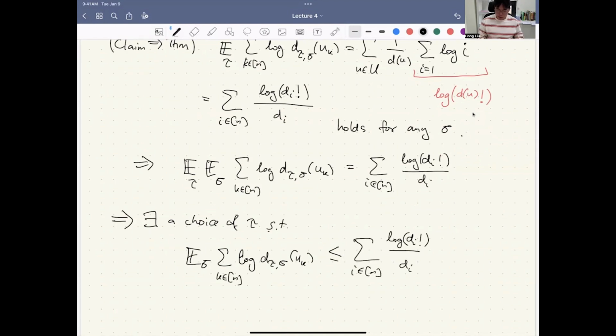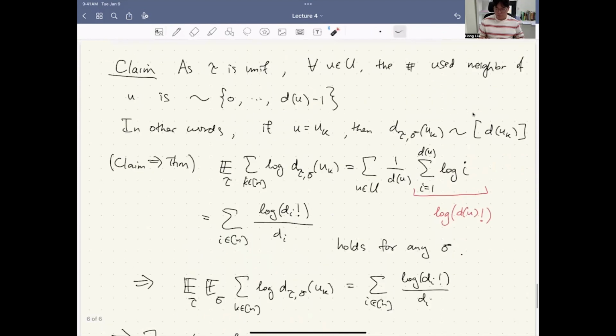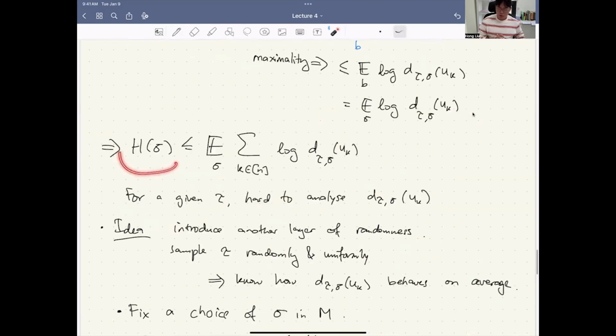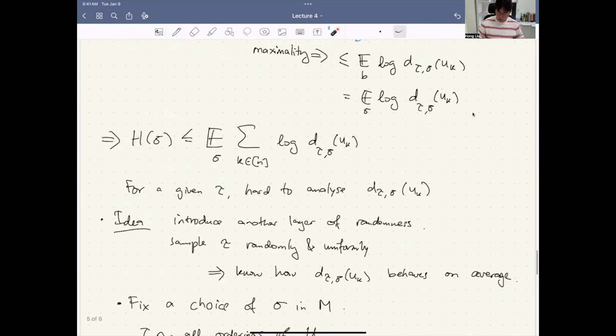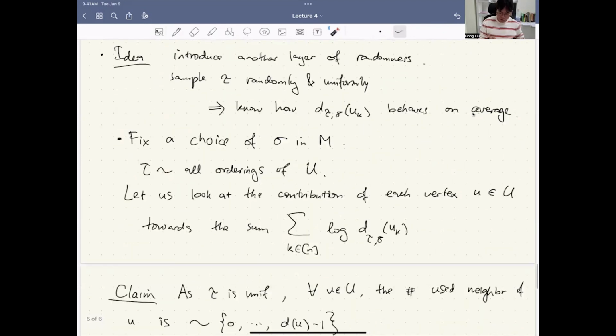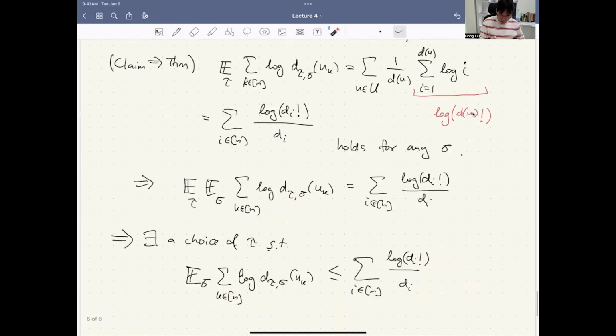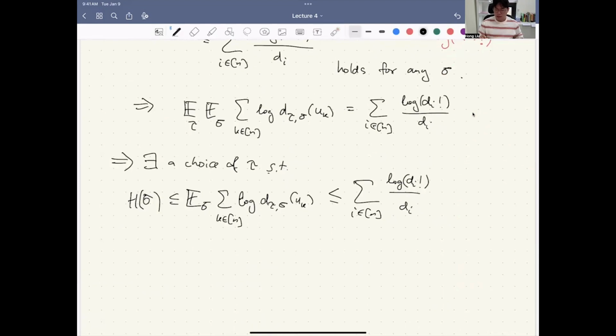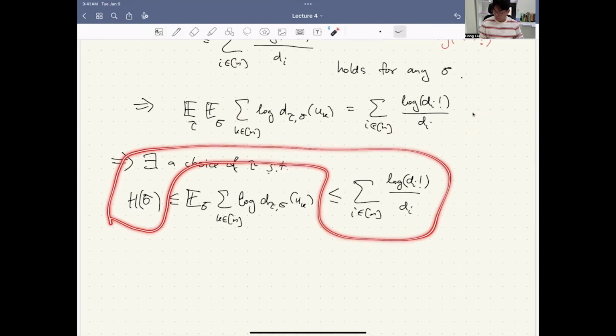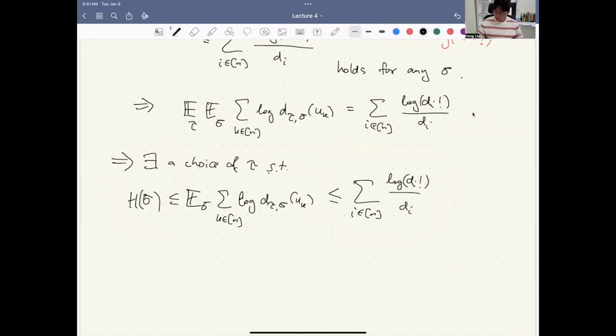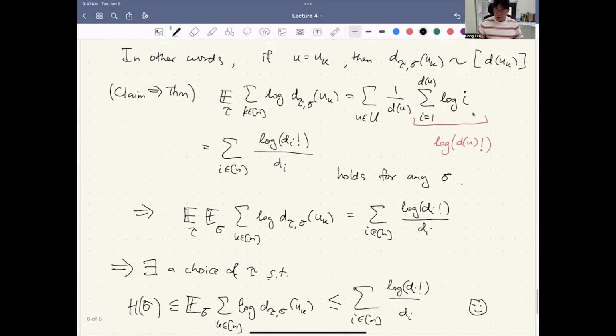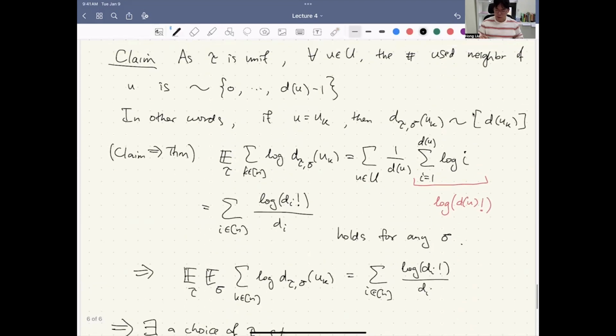But remember, what is this guy? This guy is nothing but an upper bound on H sigma. So we have H sigma. And that's our goal at the beginning. We want to prove this, right? Conditioning on this claim. So let's now prove this claim.